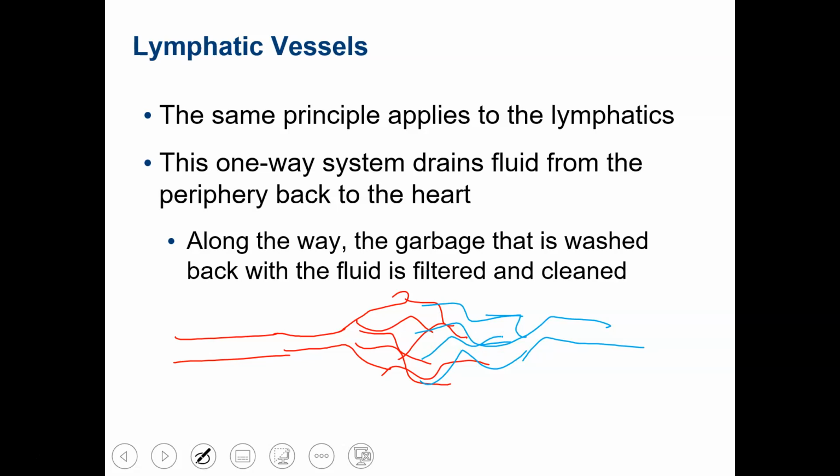Here's the thing. On the arterial side of this capillary bed, there's quite a bit of pressure pushing fluid into the space in between cells. On the venous side, osmotic pressure is going to kind of suck stuff back in, but not as much. That means you're going to push out more fluid from the blood than you suck back in. That leaves fluid out here in the interstitial space. Well, that fluid's got to go somewhere.